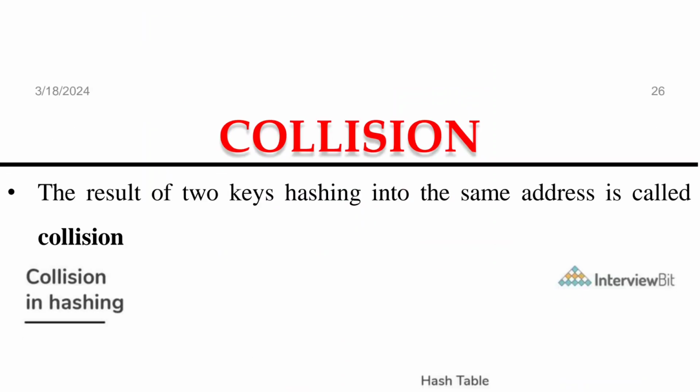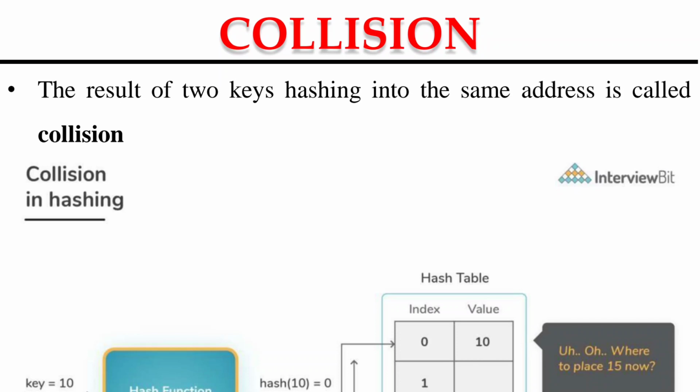So this is all about the bucket. Now the next definition is collision. What is meant by collision? In a general way, we know that when one element or object collides with a second one, a collision occurs. Similarly, in a technical way, in a programming language, what is meant by collision? The result of two keys hashing into the same address is called a collision.